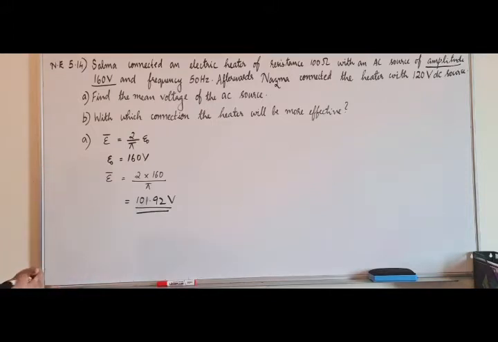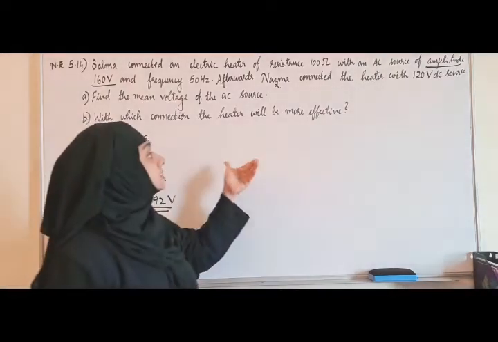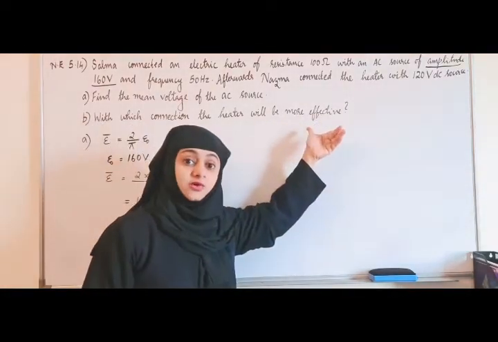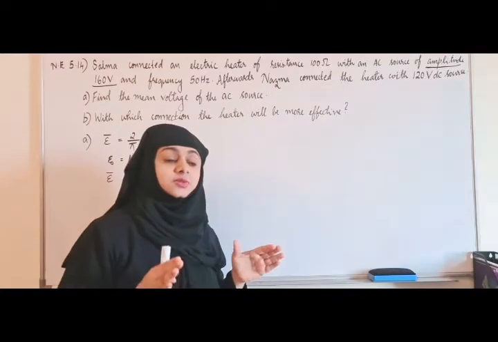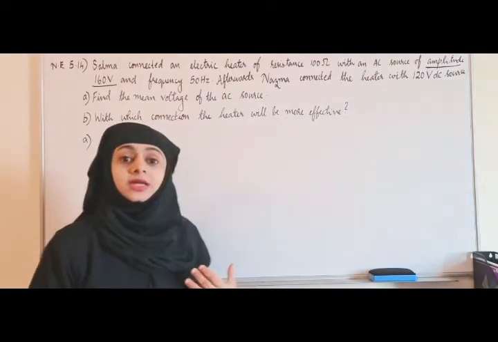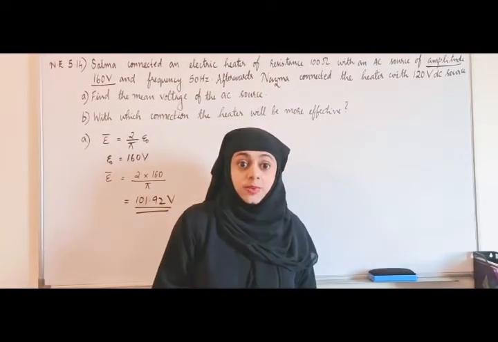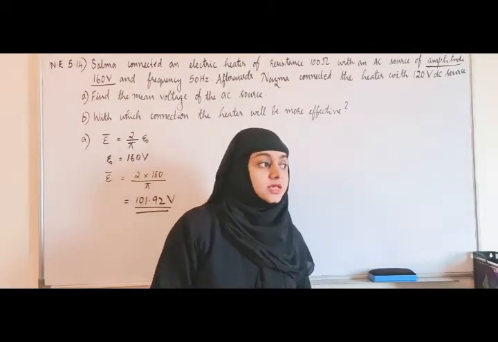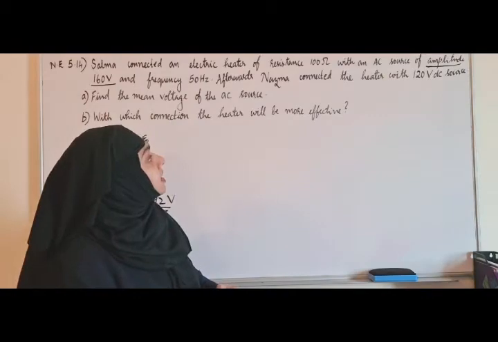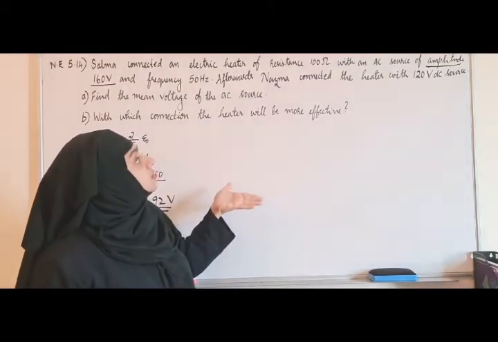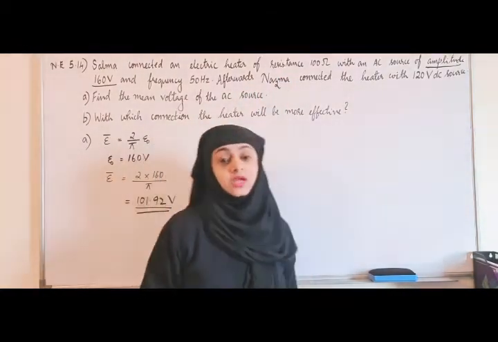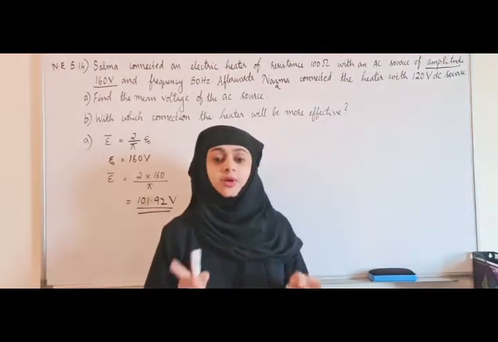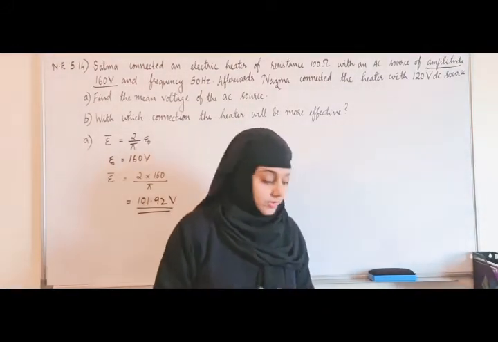Now let us solve part B. With which connection the heater will be more effective. So first of all, let us find what will be the heat generated per second, which is nothing but power generated in the case of Salma, and what will be the power generated in the case of Najma. And we will have to compare those two powers.